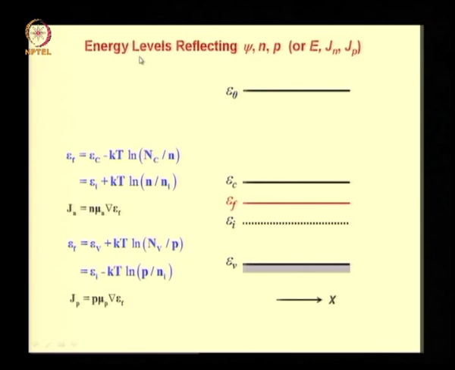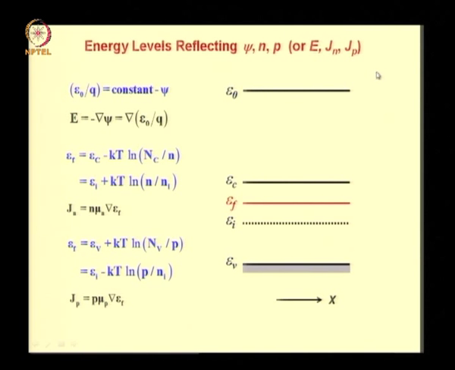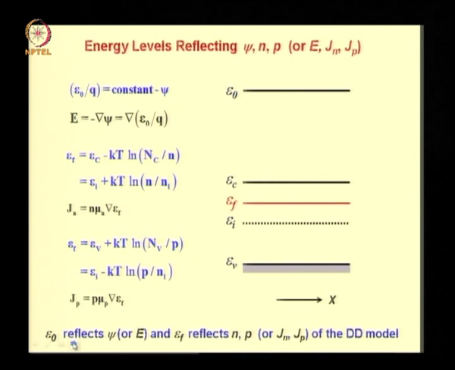Let us show all the energy levels which reflect psi, n and p, or E, Jn and Jp. So reproducing from our previous discussion, E naught reflects the electrostatic potential psi. It also reflects the electric field E according to this relation. So we summarize by saying E naught reflects psi or E, and EF reflects n or p, or equivalently Jn or Jp of the drift diffusion model.